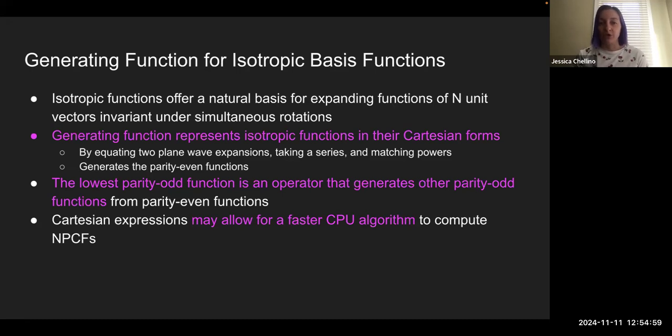And now the generating functions that we developed allow only the even parity functions to be generated. However, if you take the lowest odd parity function and multiply that with an even parity function, the odd function acts as an operator on the even function to produce the other odd parity functions, which are what we really need when we're doing a parity violation search. And finally, using the Cartesian expressions could allow us to develop a faster CPU algorithm to compute NPCFs.